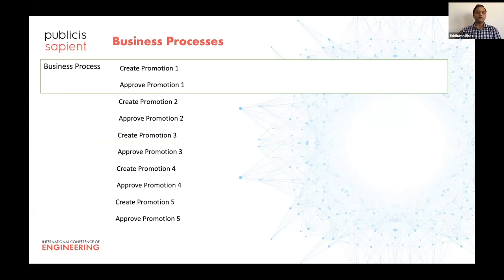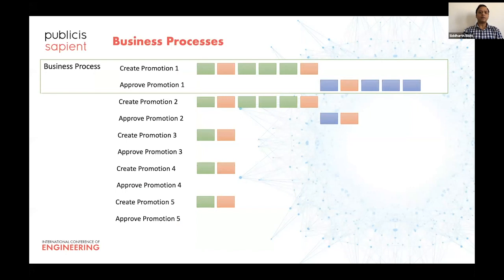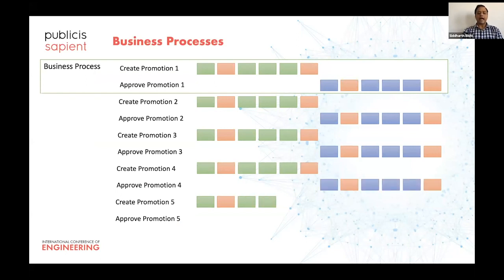A business process can be defined as a workflow. And like a workflow, the second stage cannot start before the first stage is completed. In this case, we have a create promotion and an approve promotion as a business process, and we cannot start the approve before the creation is complete. As a result, the performance scripts need to keep track of the completion of the first request before the second request can be fired.